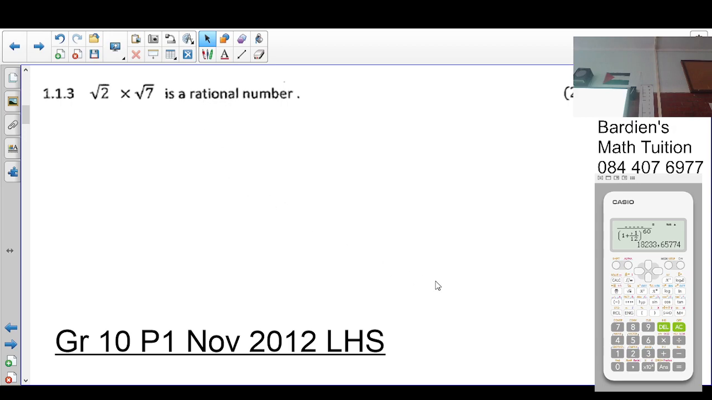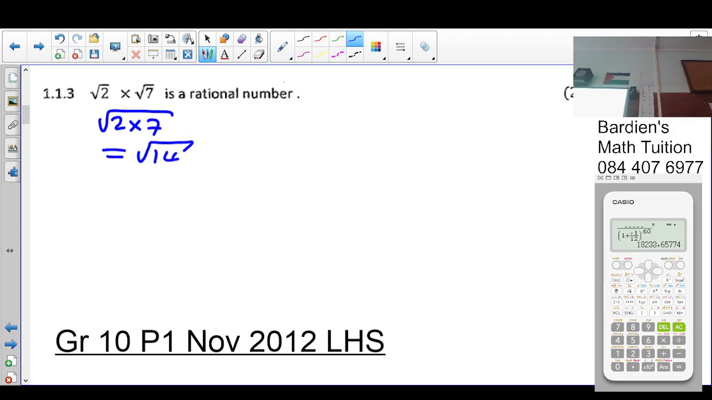1.1.3. The square root of 2 times square root of 7 is a rational number. So the square root of 2 times square root of 7 is the square root of 2 times 7, the square root of 14. Is that rational or irrational? This is irrational. So the answer is false.